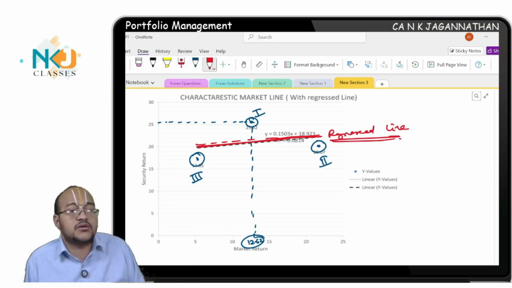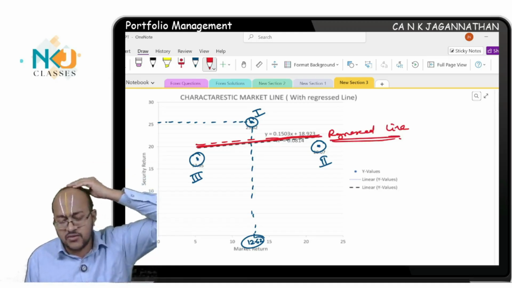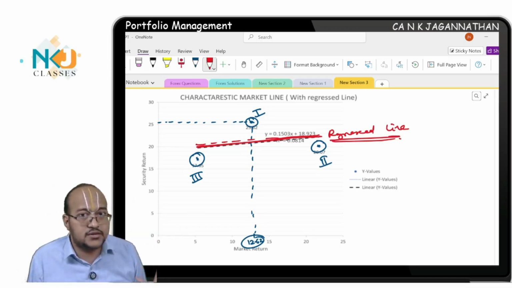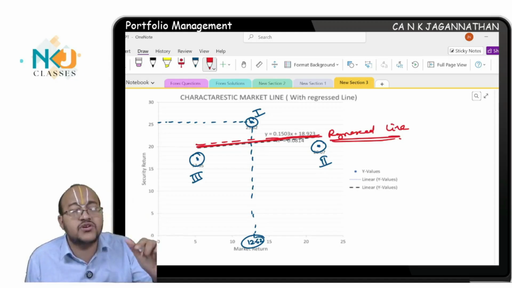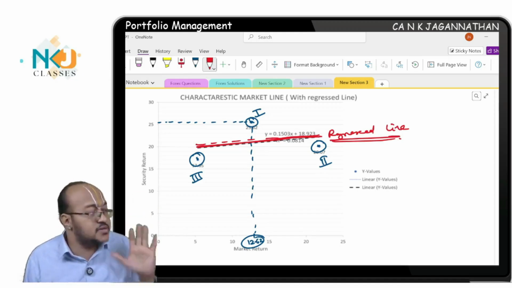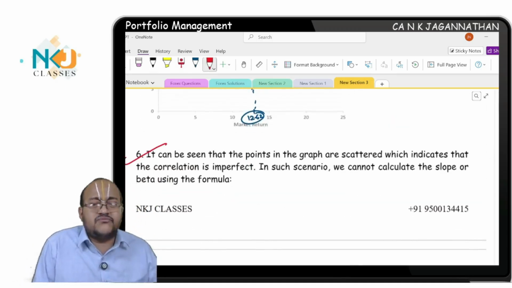This is what they call the characteristic market line, which is representative of the slope and the intercept, and this is not the real line. Are you understanding? This is not the line which you get from plotting these numbers; it is a representative line. Understood?